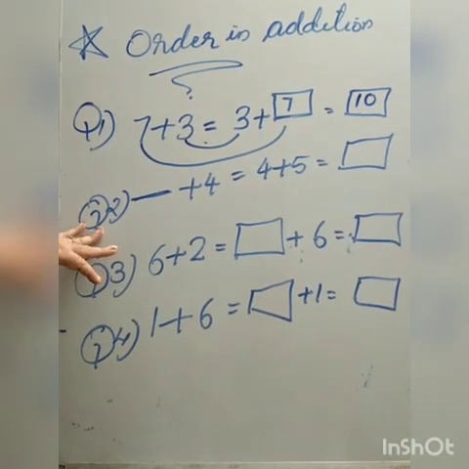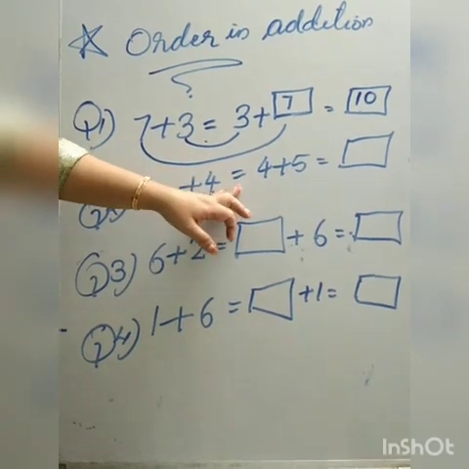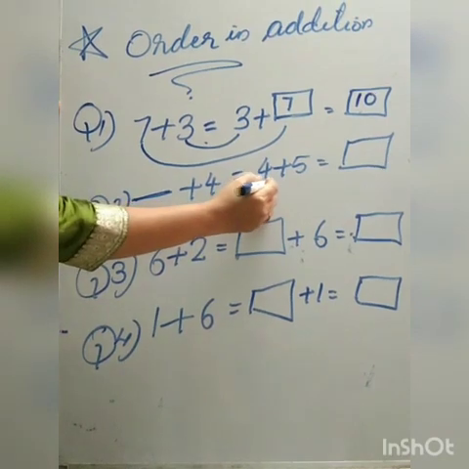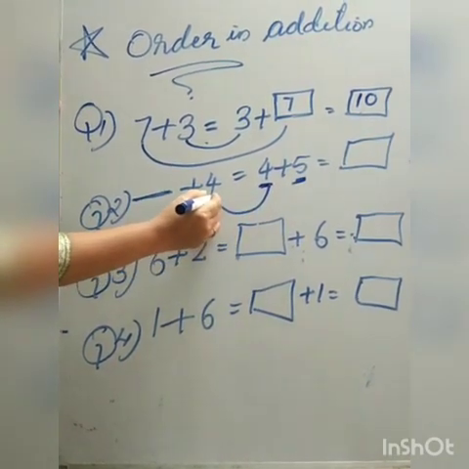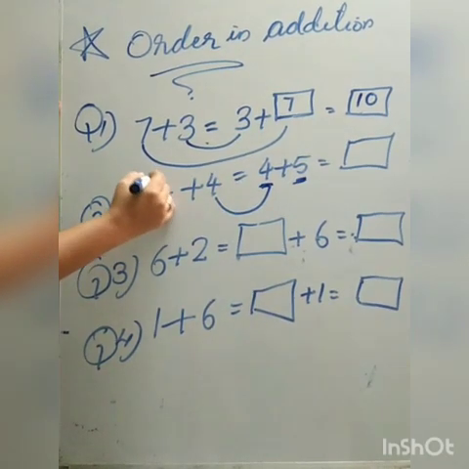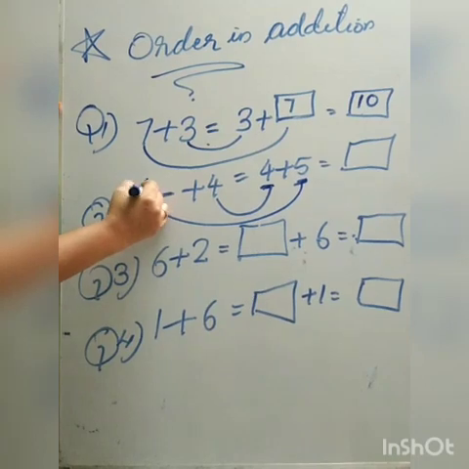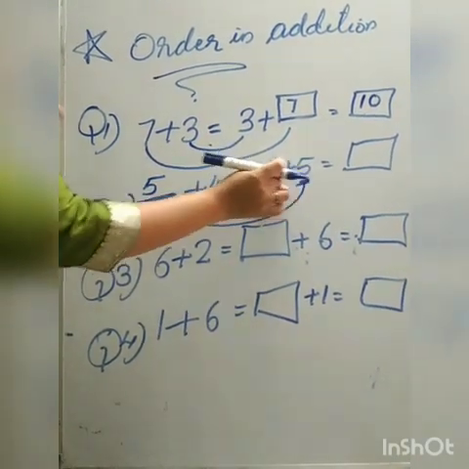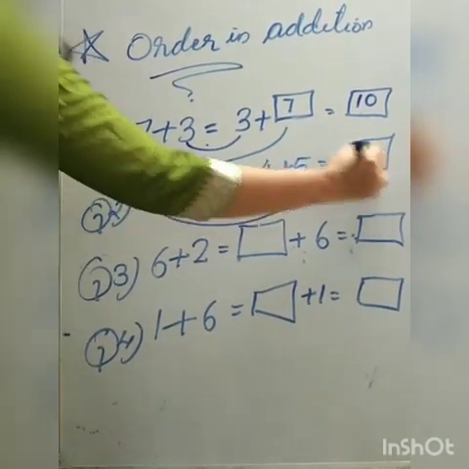Question number 2. Dash plus 4 is equal to 4 plus 5. Here which are the numbers? 4 and 5. So in first step 4 is given. Here which number is remaining? 5 is remaining. So you have to write 5 here. Then add these numbers. 4 plus 5 is equal to 9.